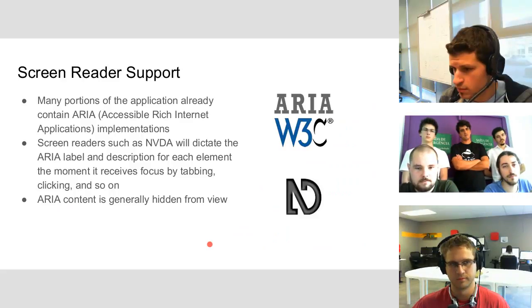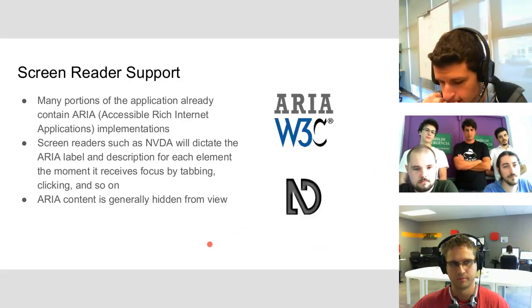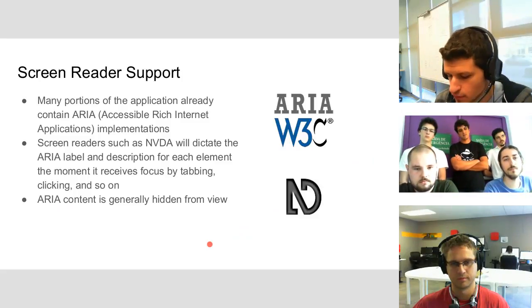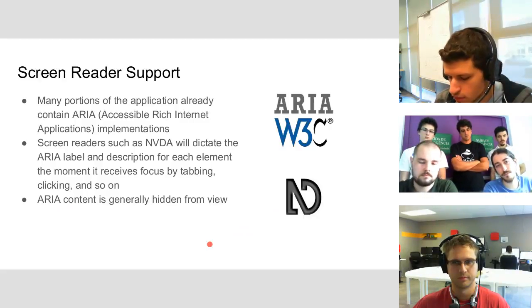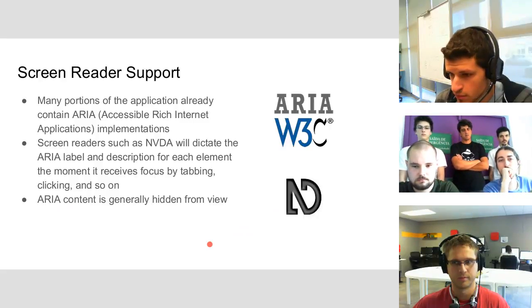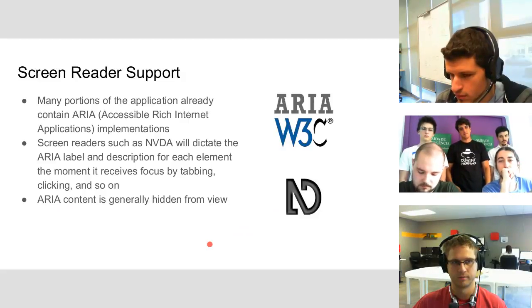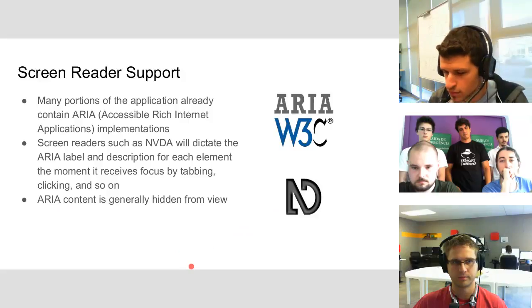We've also implemented screen reader support. Many portions of the application already have ARIA implementations. ARIA, if you're not familiar, stands for Accessible Rich Internet Applications. Screen readers will use this ARIA code. For example, an open source one we test with is NVDA. What this does is it dictates the ARIA label and description for each element as soon as it receives focus. So if you tab to it or move to it or click on it, it will read out to the user what the purpose of that button is. ARIA content is also generally hidden from view from the typical user. It's just for the screen reader's usage.